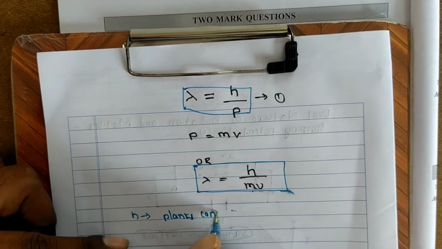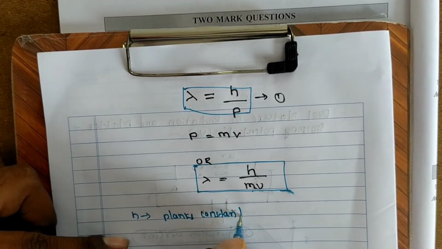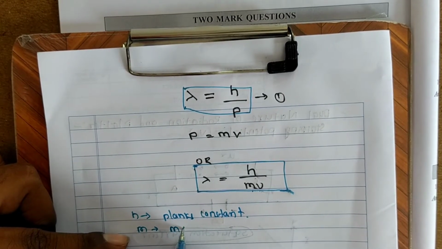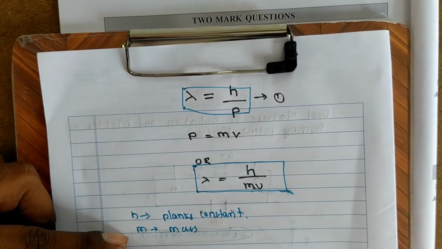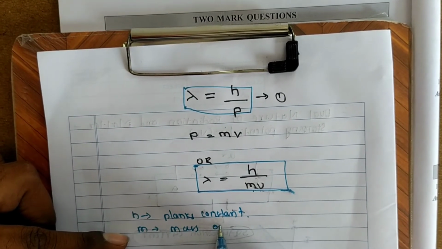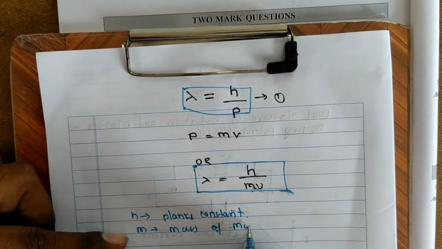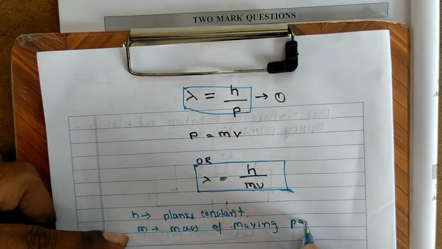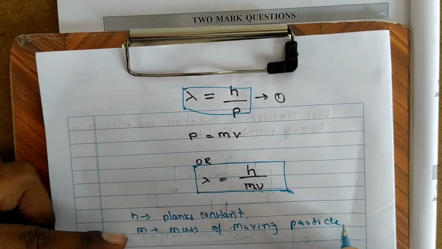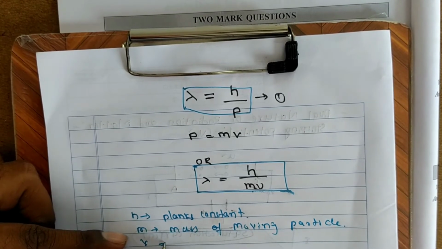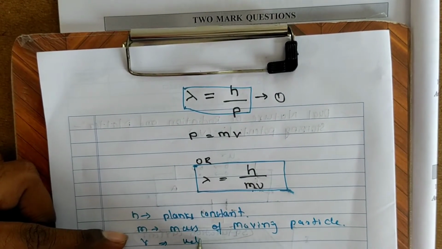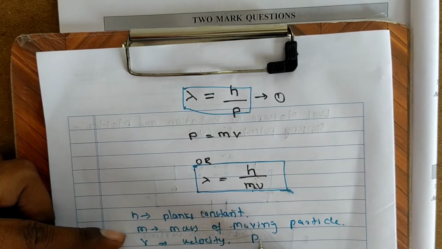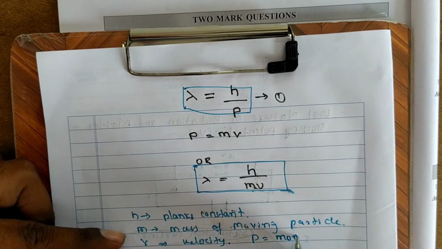Planck's constant. m is the mass of a moving particle. v is the velocity of the particle. p is the momentum.